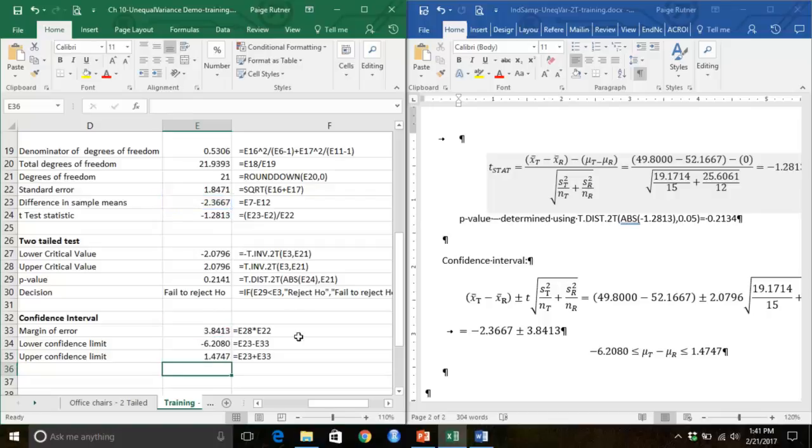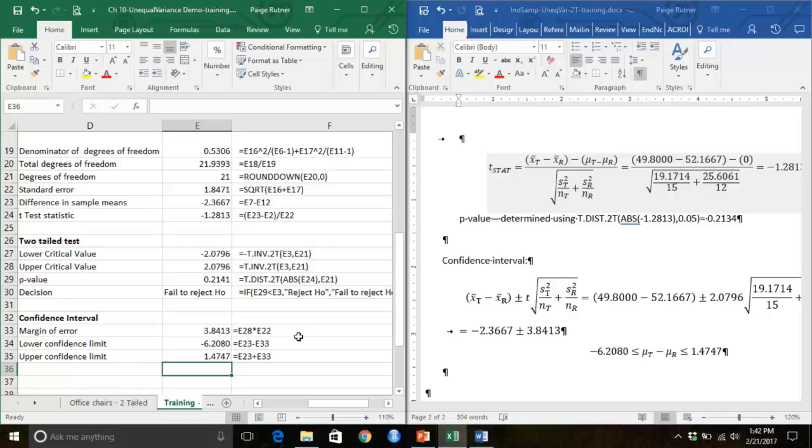So what this tells me is that with 95% confidence, because we had an alpha level of 0.05, remember, the true difference between the population means is somewhere between minus 6.208 and positive 1.4747. The hypothesized difference of 0 falls within that confidence interval, and so that confirms our decision that we do not reject or we fail to reject the null hypothesis.